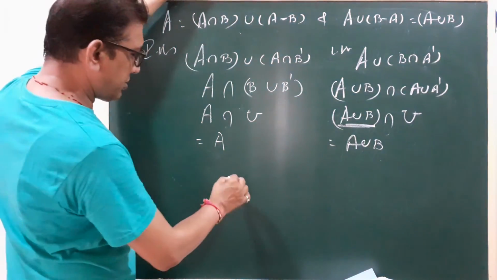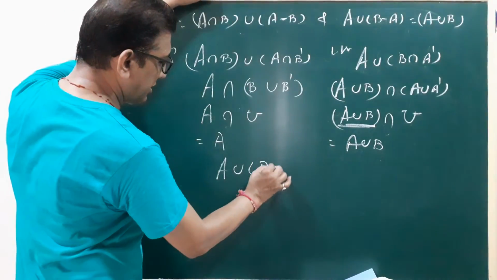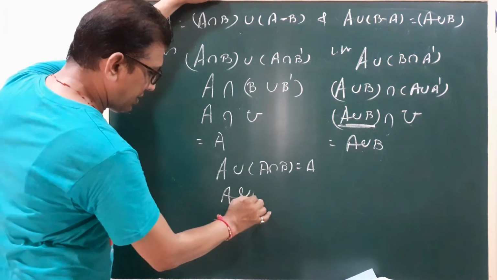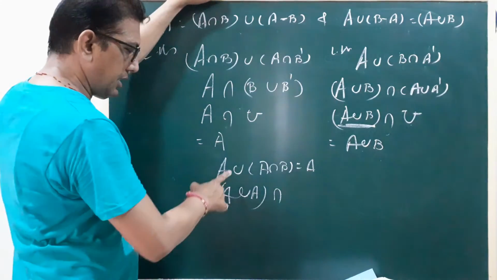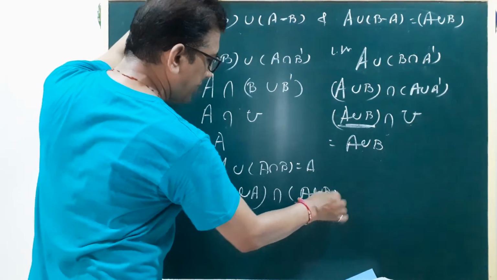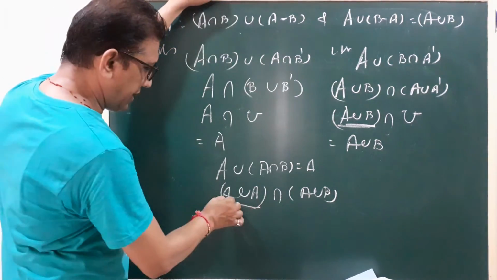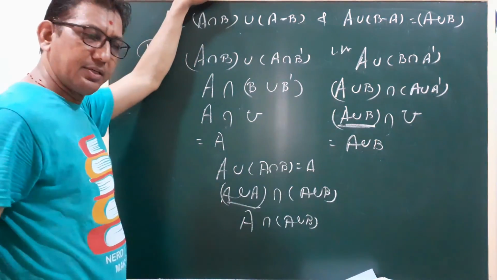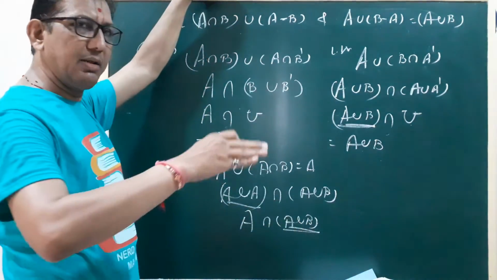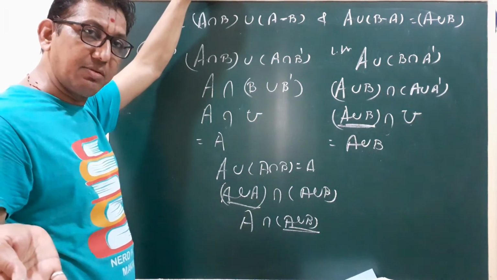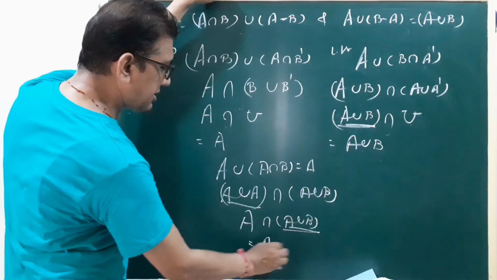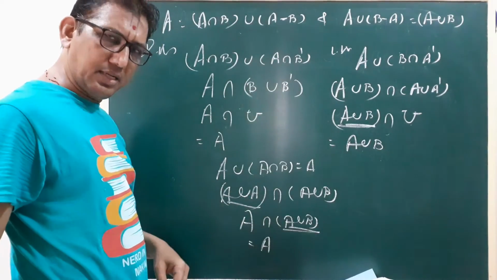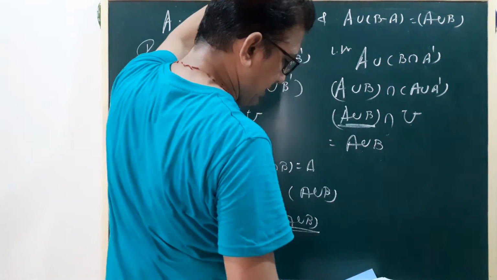Now question number 9. A union A intersection B equals A. Apply the distributive law. A union A intersection A union B. Clear? Now A union A is A, intersection A union B. So A union B is all the elements of A and B. All the elements are present in A and B. Now again intersection A, so the answer is A itself, because the common elements are always A. Right? Okay.